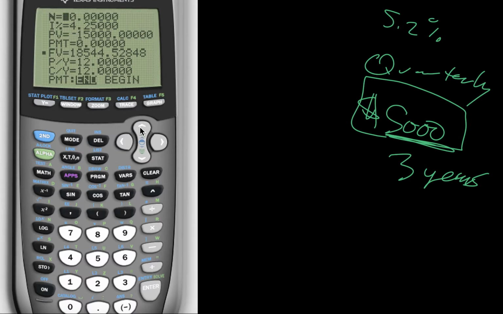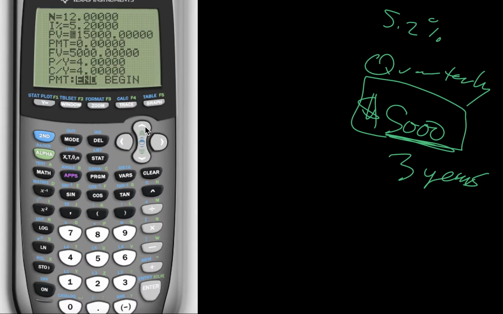We still know our N. We'll figure that out the same way. So it's 3 years, 4 times per year. So 3 times 4 gives us 12. Our interest is 5.2. Our principal value, we actually don't know, so we can put anything in there because we'll calculate that in a second. Our payment, once again, is 0. This time we know our final amount. We want to end with 5,000. And then both of these are 4 because that's how it's compounded.